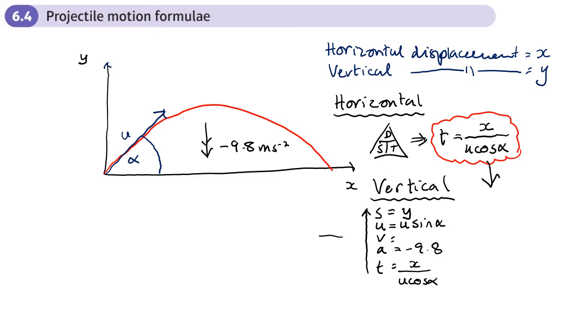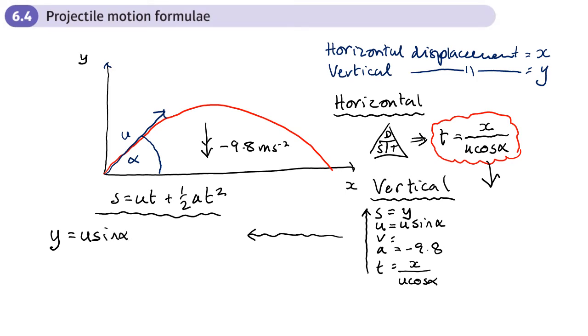Now I'm going to put the two together, and that gives me an equation that combines the horizontal and the vertical. I'm looking for an equation that has s, u, a and t. So if I use s equals ut plus half at squared, s is going to be replaced with y, u is going to be u sine alpha, t is going to be x over u cos alpha that we got from the horizontal, plus half times negative 9.8 times t squared, so that's going to be times x over u cos alpha, all squared.